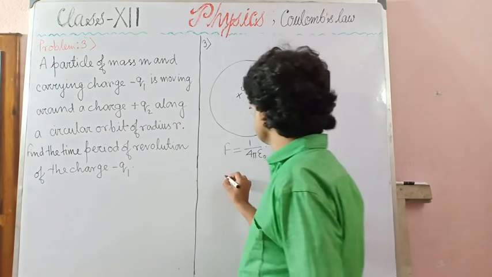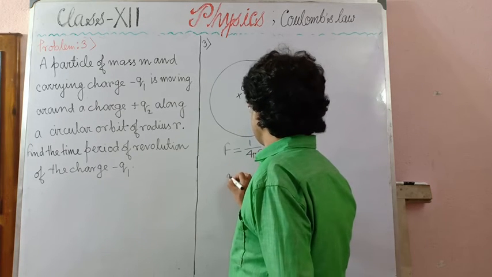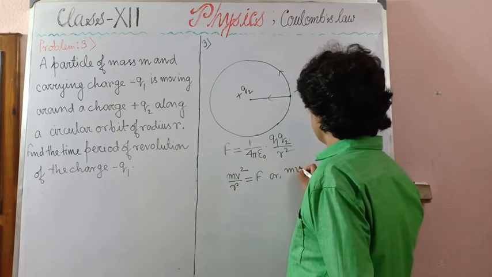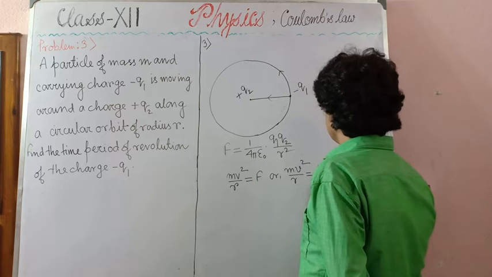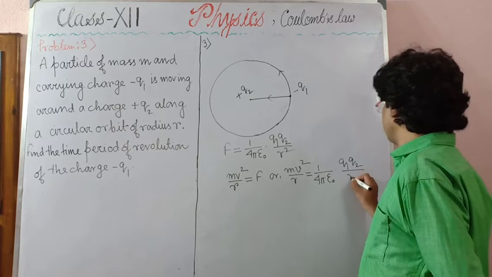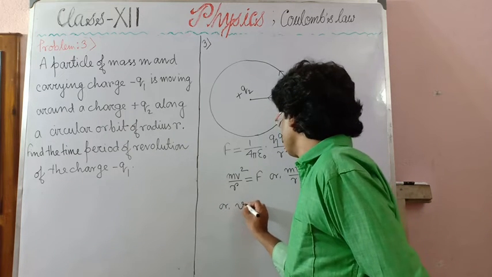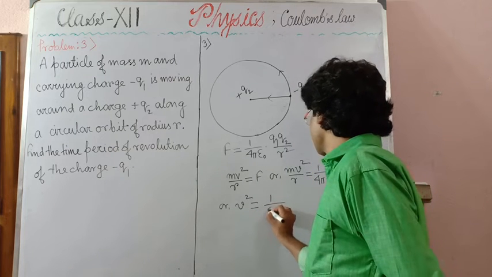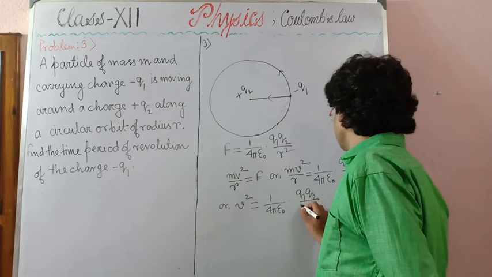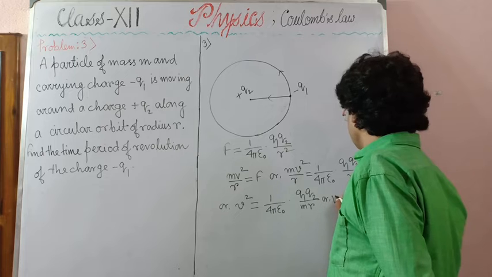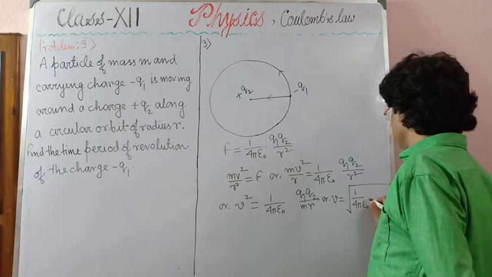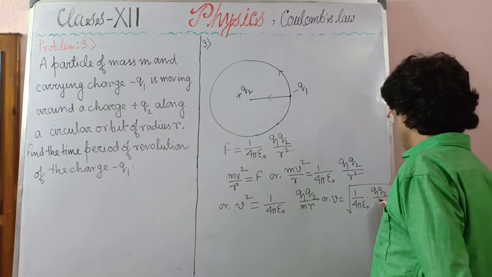So we can write mv square by r equals F, or mv square by r equals 1 by 4 pi epsilon 0 q1 q2 by r square, or v square equals 1 by 4 pi epsilon 0 q1 q2 by mr, or v equals root over 1 by 4 pi epsilon 0 q1 q2 by mr.